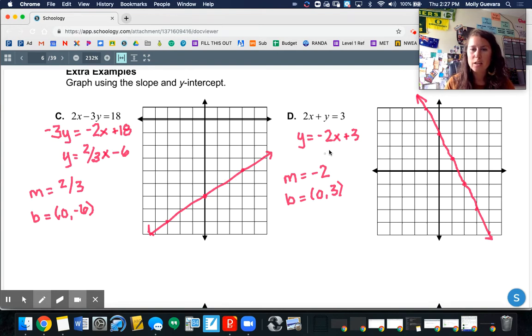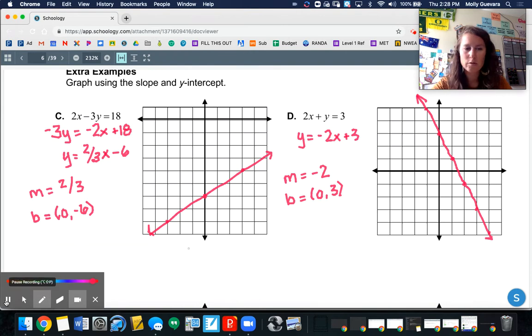Over here I solved for y, and I got -2x plus 3, which tells me my slope is -2, and my y-intercept is 3. So I started at 3, and I went down 2 over 1, down 2 over 1, and so on and so forth. So if you haven't done E and F yet, go ahead. Otherwise, let's go over them.